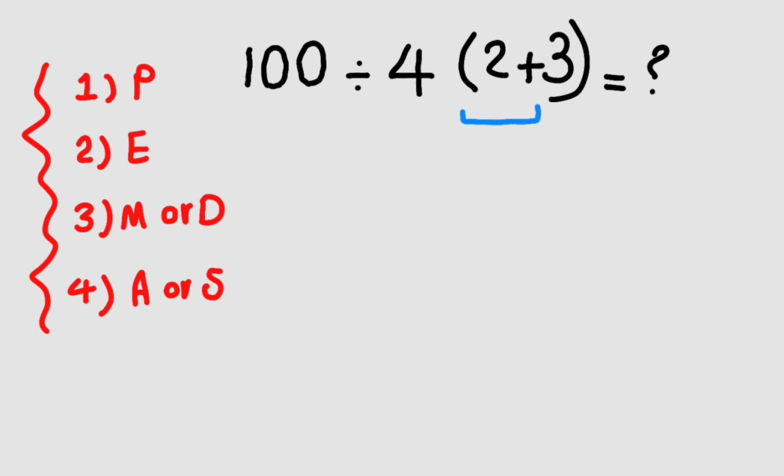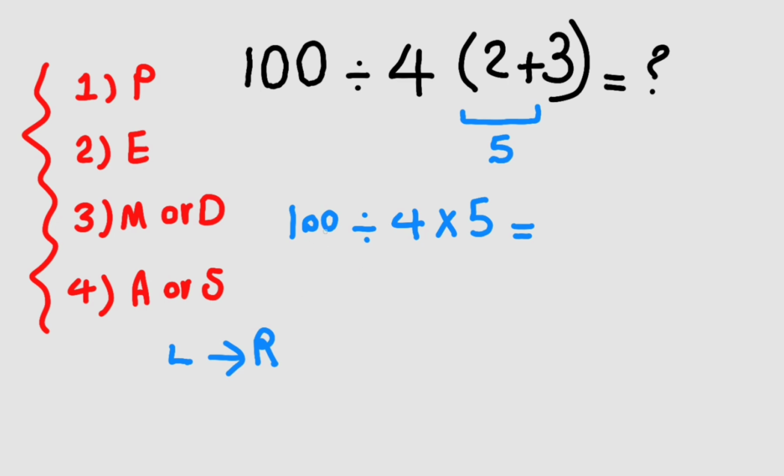So 2 plus 3 gives us 5. Now we have 100 divided by 4, and we have one multiplication here and 5. Now, according to this rule, we know that division and multiplication have equal priority. So we have to solve from left to right.